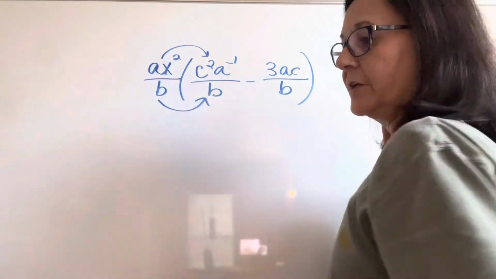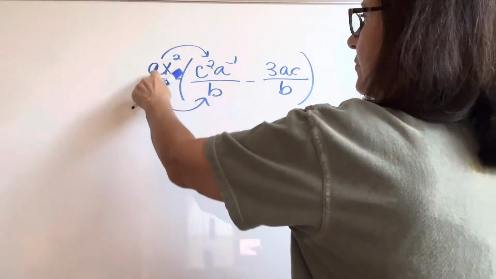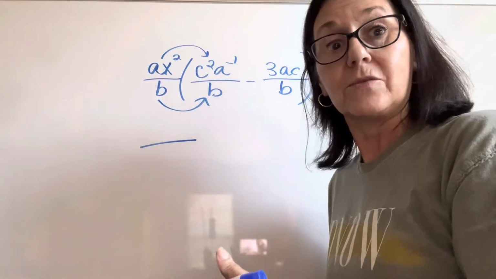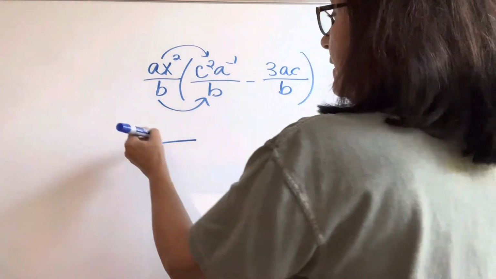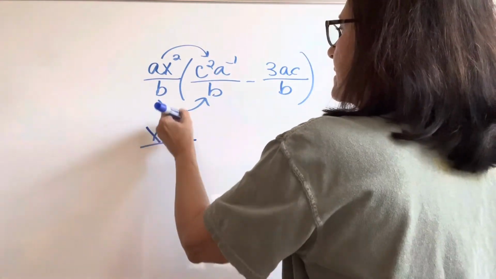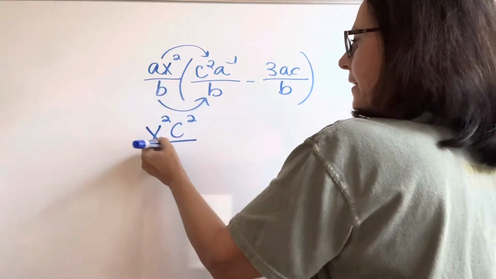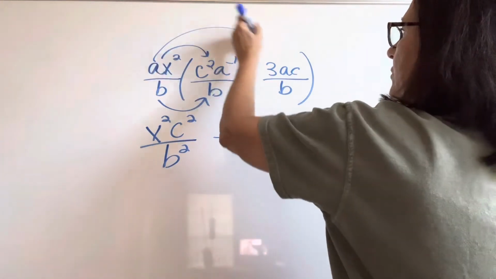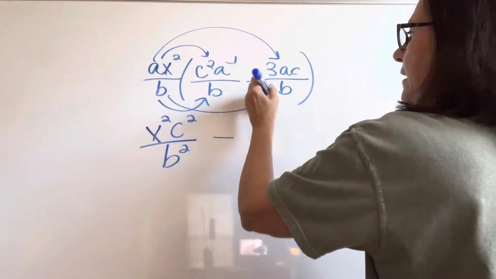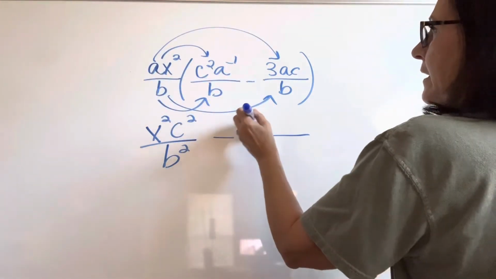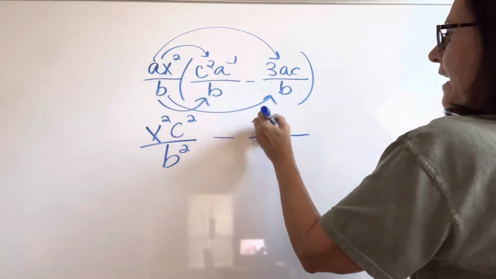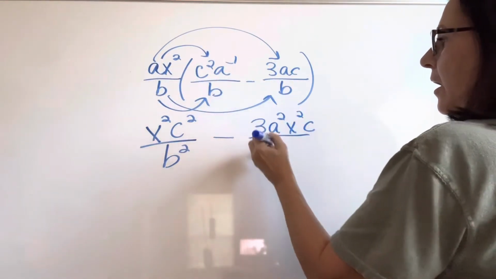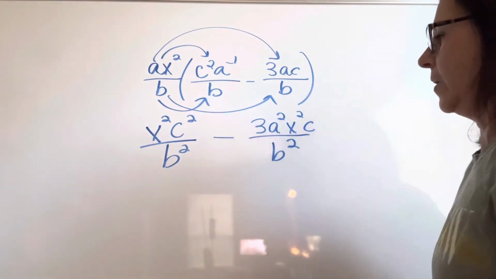All right, multiplication is addition. So for our A term, it's 1 minus 1, which is 0, so that's 1. I don't have to write it. Then I'm left with x squared, c squared, and my denominator, b squared. Then I multiply numerator times numerator, denominator times denominator. It's 3. We have a and a, so that's a squared, x squared c over b squared.